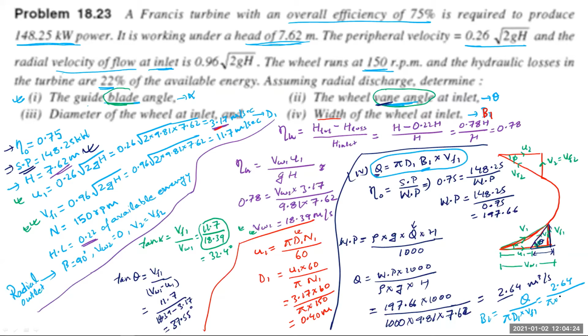No, D1, we have calculated here. 0.4 into Bf1, this one, 11.7. Solving this, what are you getting? You got some value now? 0.179 meter. So this is your answer, question part 4.